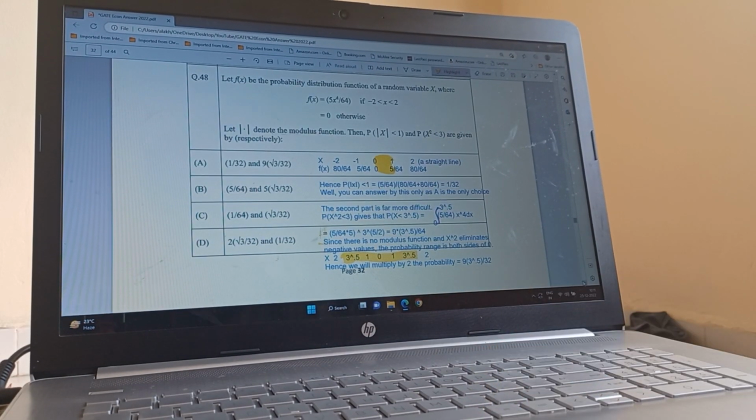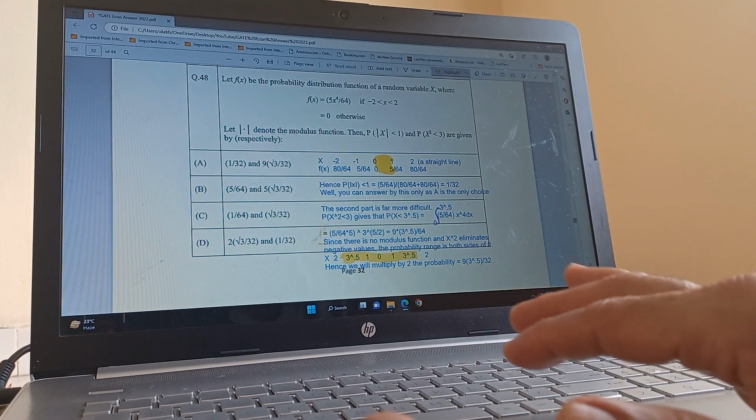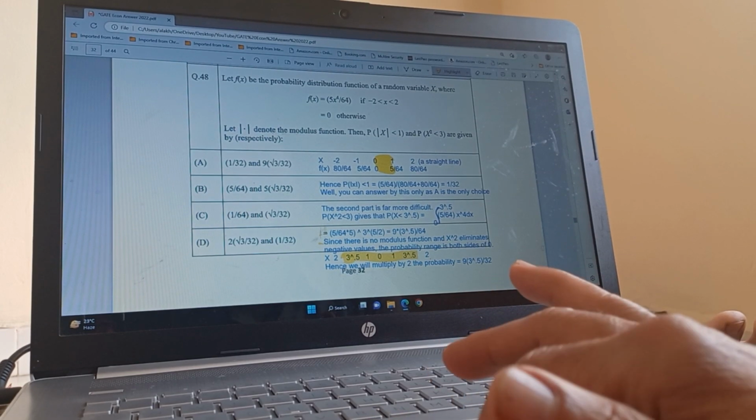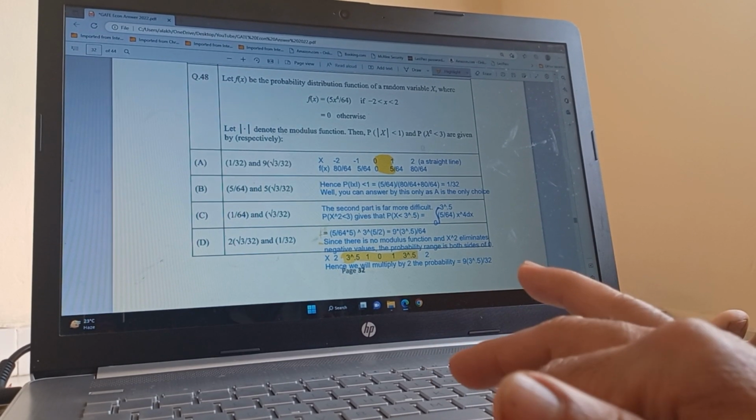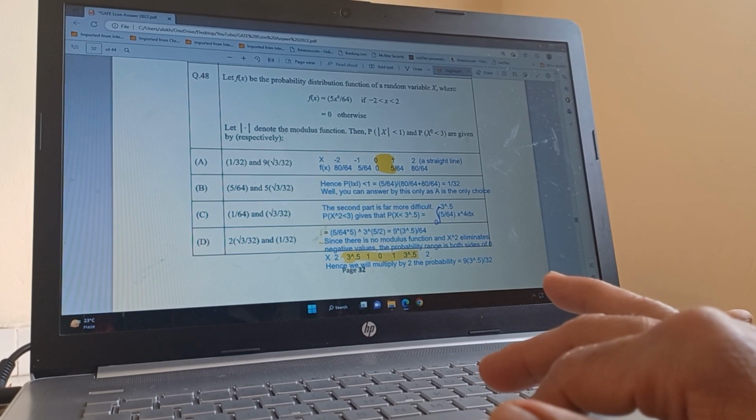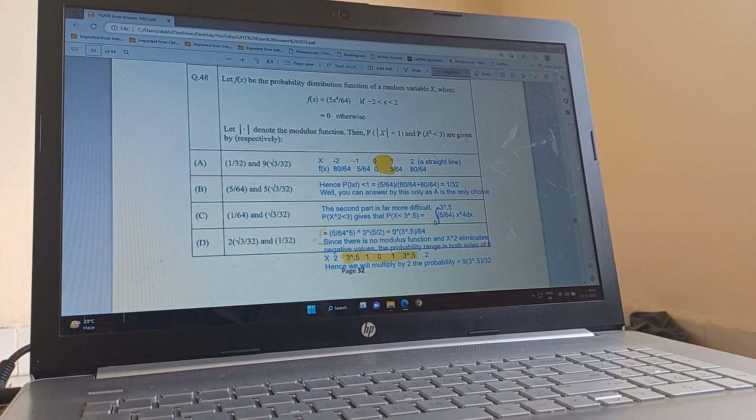It says, let f(x) be the probability distribution function of a random variable x, where f(x) is equal to 5x to the power 4 by 64, with the condition that x must be greater than minus 2 and less than plus 2, and is equal to 0 otherwise. Let the modulus function denote the probabilities where P(|x| is less than 1) and P(x squared is less than 3) are given by, respectively.